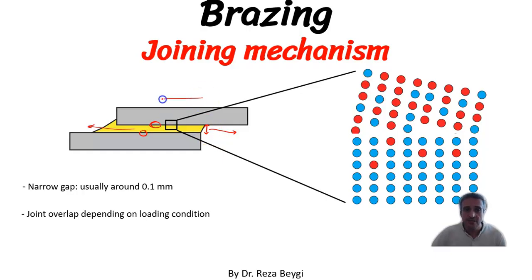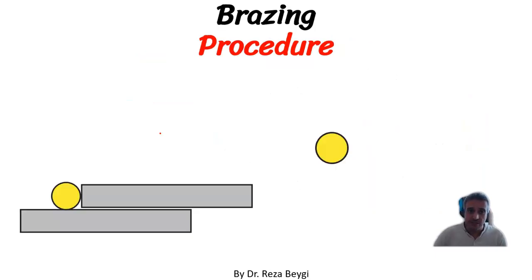And the other thing is the overlap between the two materials that determines the strength of the joint. The gap that we have here is very important because of the capillary action that acts in this process, and I will speak about it in the next slide. The most suitable joint configuration for brazing is the lap configuration, because in this process we need a clearance or a gap between the faying surfaces.